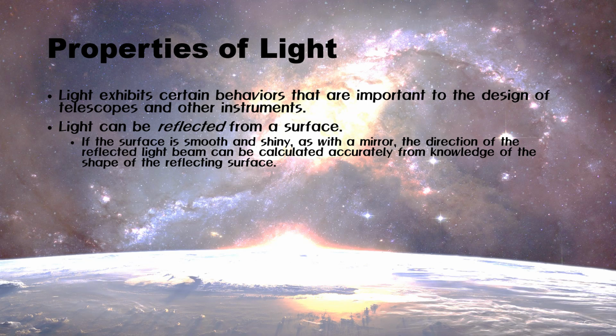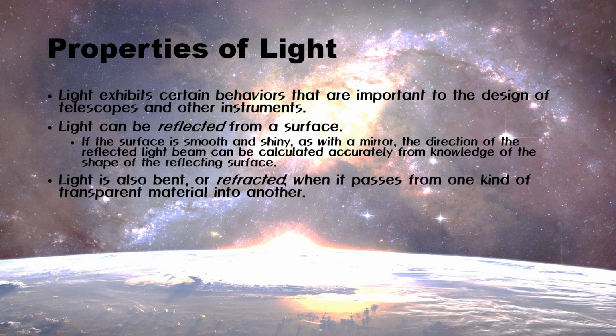First off, light can be reflected from a surface. If the surface, for example, is smooth and shiny, such as with a mirror, then the direction of the reflected light beam can be calculated accurately from the knowledge of the shape of the reflecting surface. Light can also be bent, or refracted, when it passes from one kind of transparent material into another. So, for example, when it's passing from air into water, you'll see a refraction.